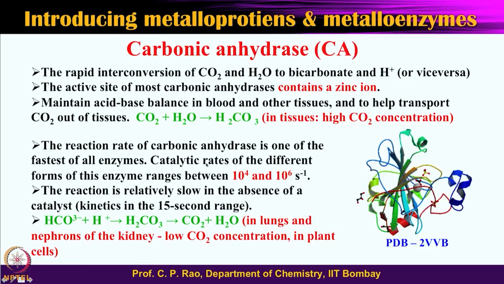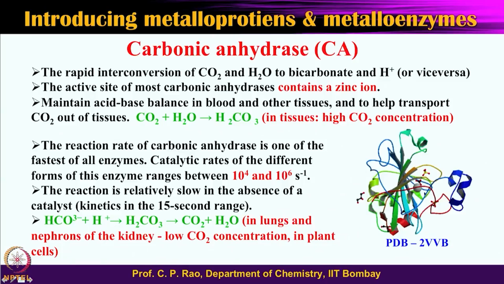The rate of the reaction of carbonic anhydrase is very fast. From a variety of sources, carbonic anhydrases go between 10 power 4 to 10 power 6 rates, very high rates. And in the absence of the zinc enzyme, the reaction is very sluggish, probably 1 per 15 seconds or something, not much. In the lungs and nephrons of the kidney, this reaction converts the CO2, and this is further taken out by water. So, this is a very important enzyme.